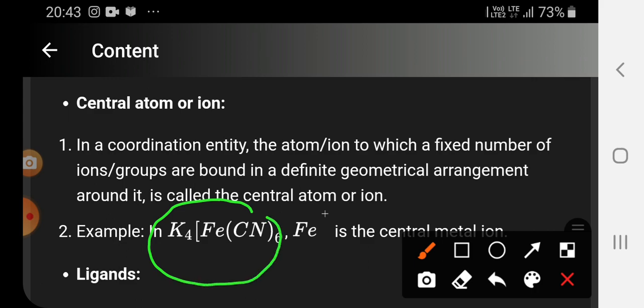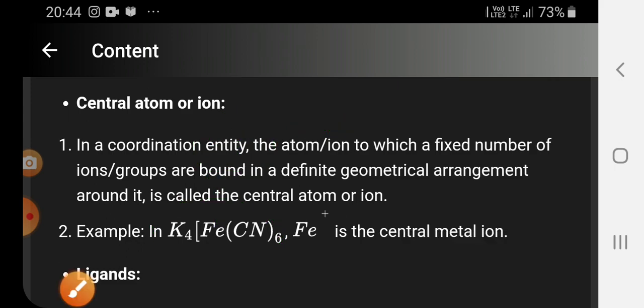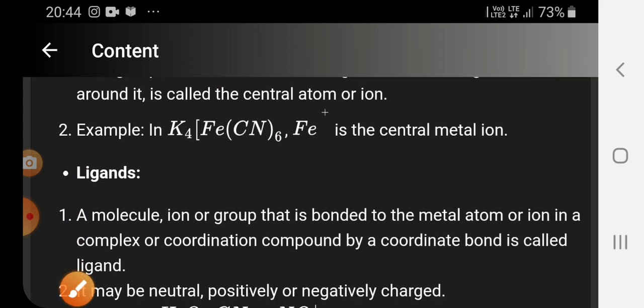In this example, the square bracket part is the coordination entity in which iron is present, and if we find out the oxidation state, the oxidation state of iron will be Fe2+. So Fe2+ is known as the central metal ion. Now I hope that all of you have understood up to this.